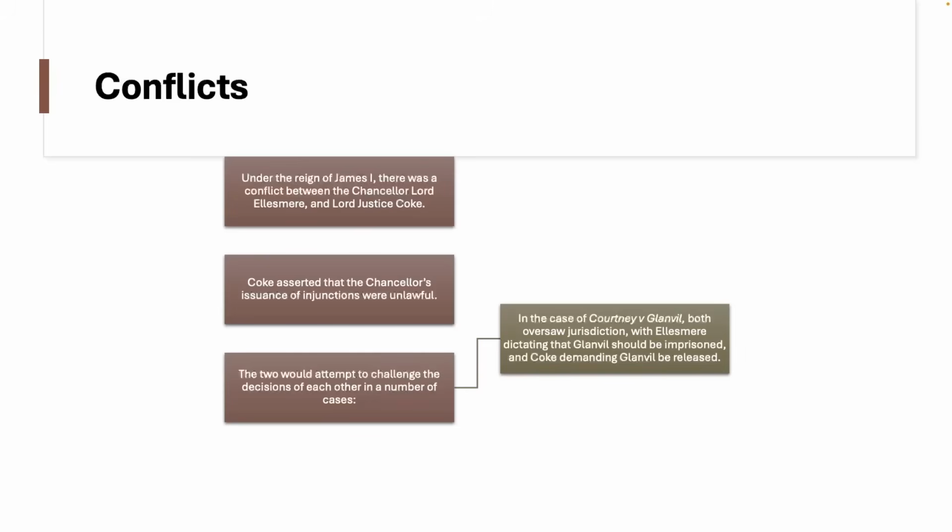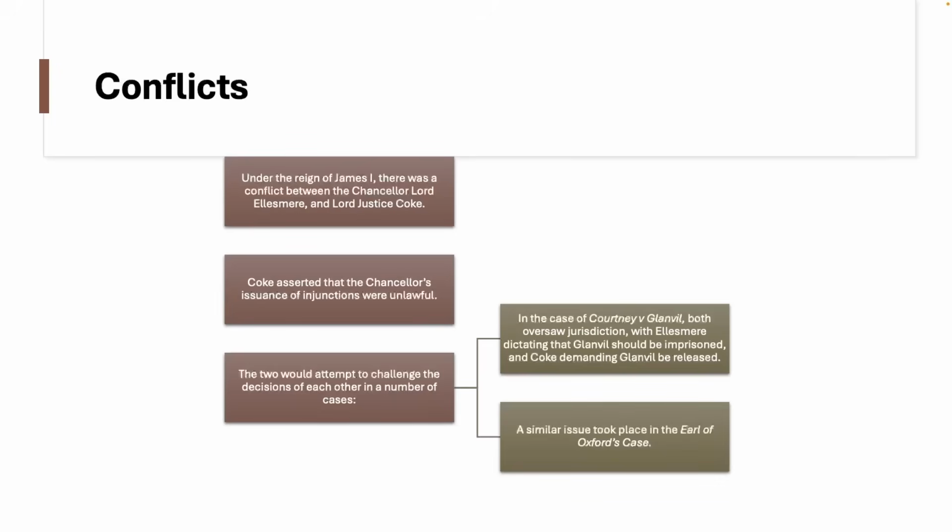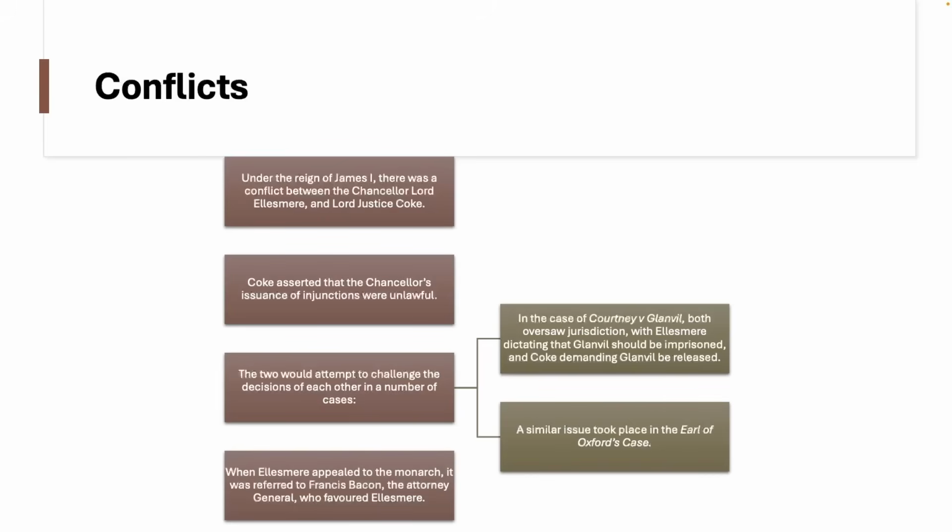So this was an example where you have a case that is involving the Court of Chancery and the ordinary common law system, and they are in disagreement with each other. One thinks that this person should be imprisoned, the other person thinks that this should be released. A similar issue would take place in the Earl of Oxford's case.